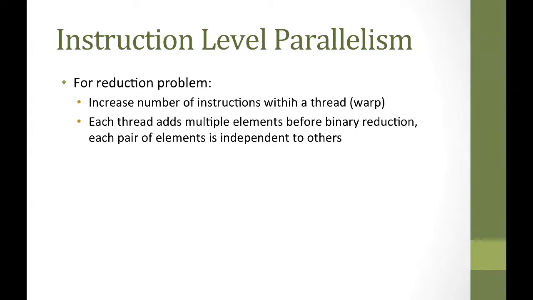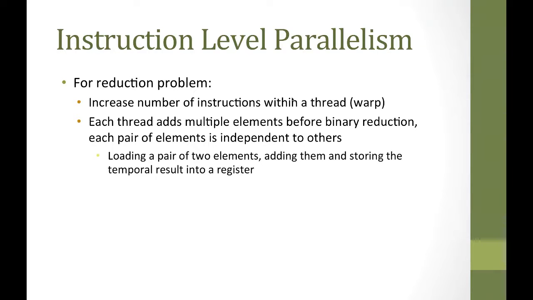But what we have to do now to increase the instruction-level parallelism is to add more elements before the binary reduction. That means we do a serial reduction before the binary reduction for each thread. Each thread loads multiple pairs of elements, calculates them together and stores them to a register. You remember that I mentioned register is the fastest memory that we can use, so it will be very fast to store that into a register, not into a shared memory.